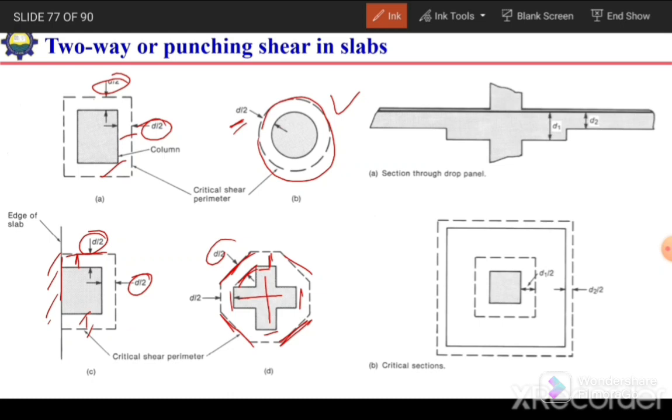slabs, flat slabs with drop panel, we have two critical sections. We may have two critical sections, so we need to investigate which one is the critical. So one, we take the critical section at a distance d/2 from the face of the column, and the second is considered at a distance d/2 from the edge of this drop panel. So we consider two critical sections in case of slab with drop panel.